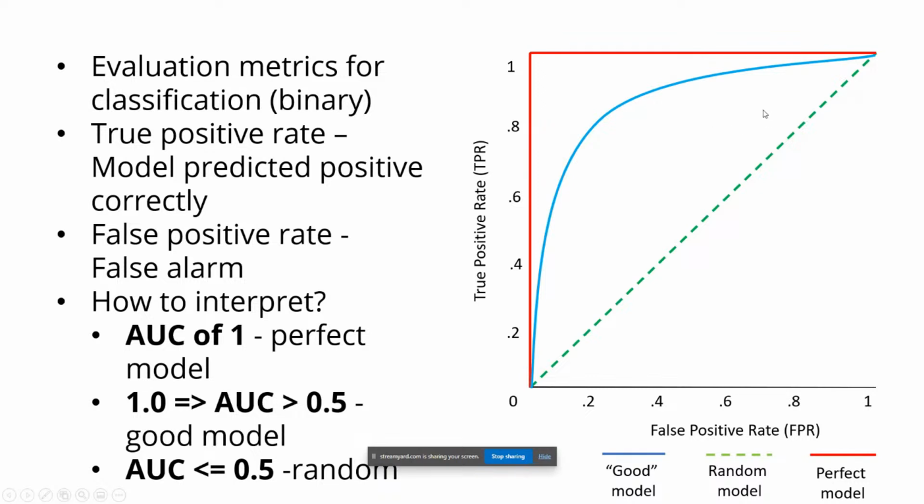And then this other blue line here, that's usually where most models tend to be, right? It's not going to be a perfect model, but you're going to have something that's better than this green line here. So essentially, that's how you would more or less interpret this graph if you were to plot this AUC.